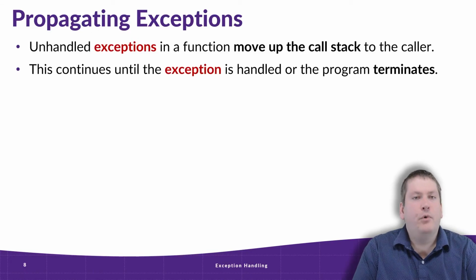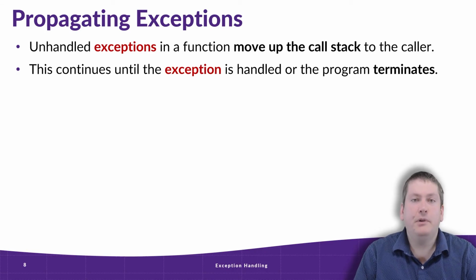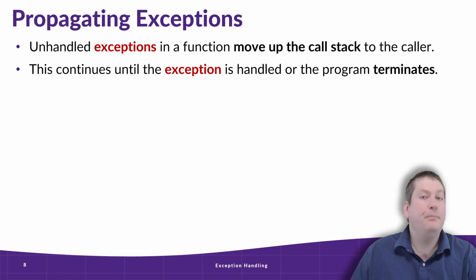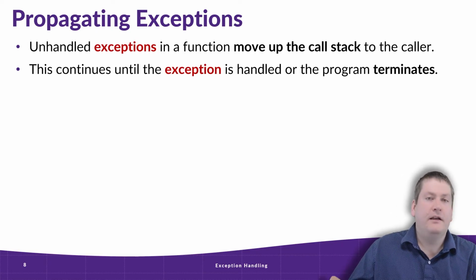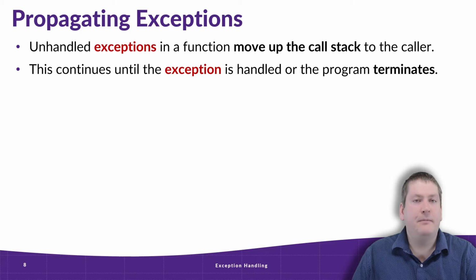Now we should talk a little bit more about how exceptions propagate through function calls. Any exceptions that aren't handled with the try except block keep moving up the call stack until they eventually reach the caller. What we mean by that is if you have a chain of functions where one function calls another function that calls another function, exceptions are going to keep going down or up the call stack, depending on how you see it, until they reach either the end of the program and cause the program to terminate or crash, or they are eventually handled with the try except statement.